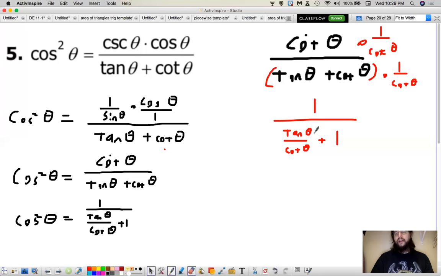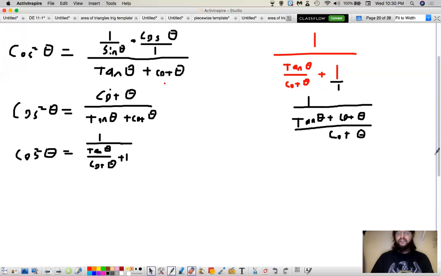So from there, I got a fraction. Let's combine them. That's over 1. So butterfly it. Okay. So that's tangent theta, that's cotangent theta. That's actually going to be about the same. Oh, I thought it was going to be shorter. It's different.